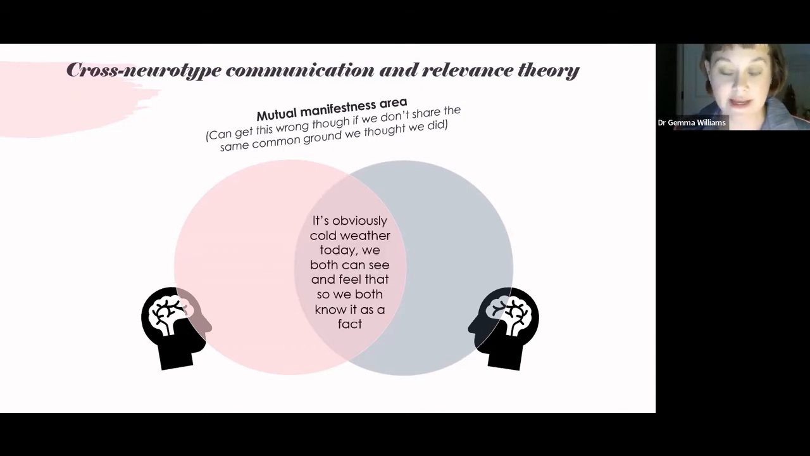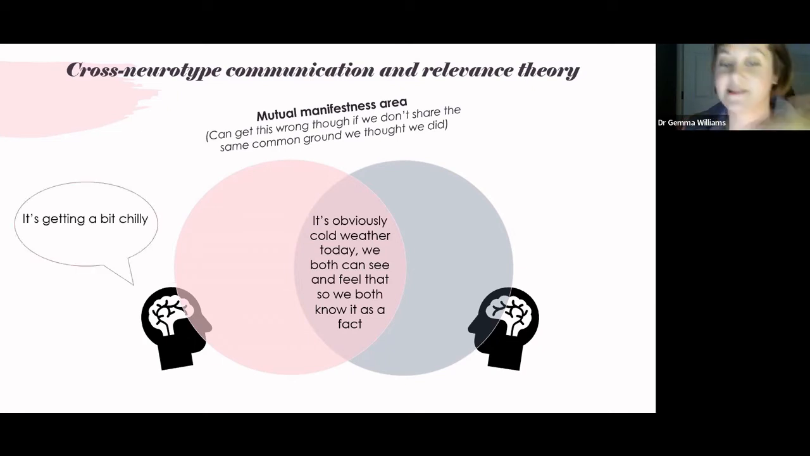So the example here is, it's obviously cold weather today. We can both see and feel that. So we both know that it's a fact. It's really obvious. So one person, and this is being assumed that it's mutually manifest.